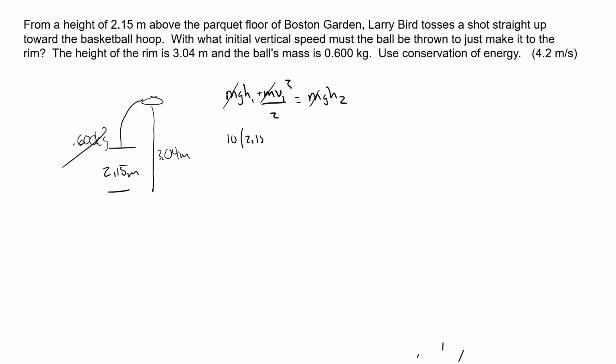And we have 10 times 2.15 meters plus v1 squared over 2, which is our unknown. And then we have 10 times 3.04 meters. And from there, we just solve, isolate, multiply those two, subtract, multiply these two, subtract them from that side. And if we do that, we get everything to work out. V1 should be 4.2 meters per second.